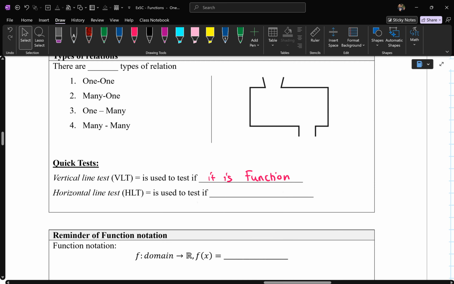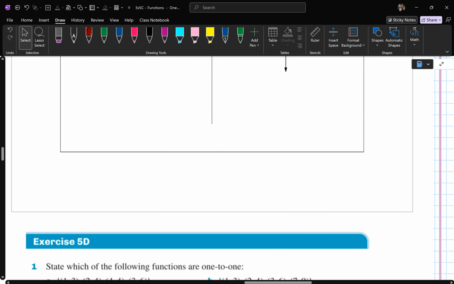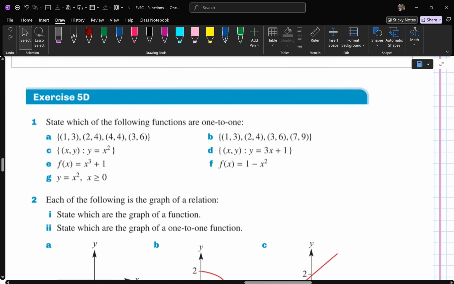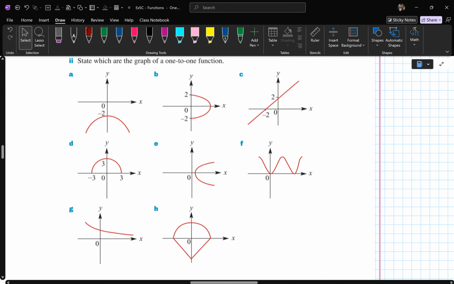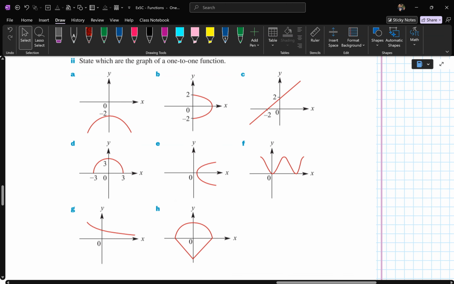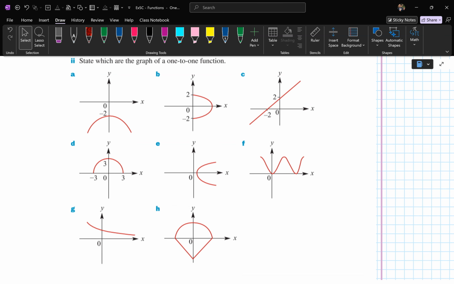So let's do a quick one. You scroll down to the next page. Let's see if you can pick out which ones are functions. Now I'm going to test you. I'm going to call out a couple of students. So do the vertical line test in your head. Let's go with Sion. Is A a function or not a function? It is a function. Vertical line test, crosses once. Yes, it is a function.